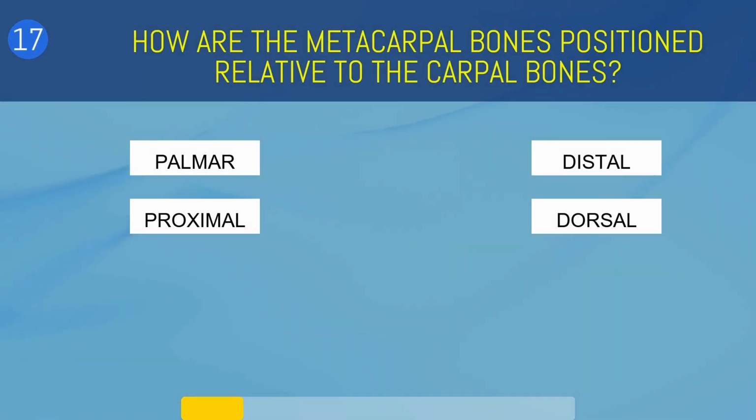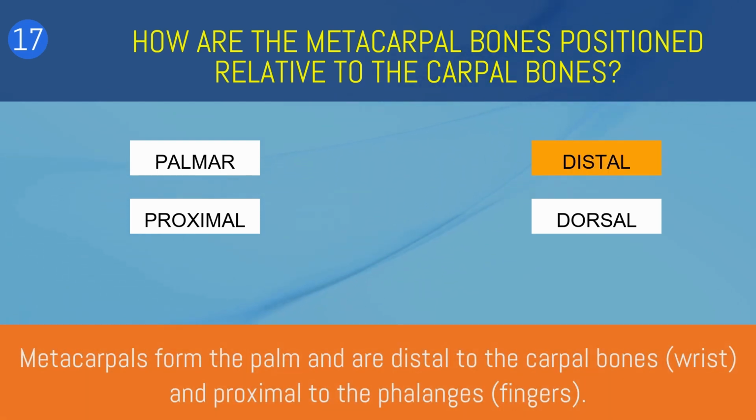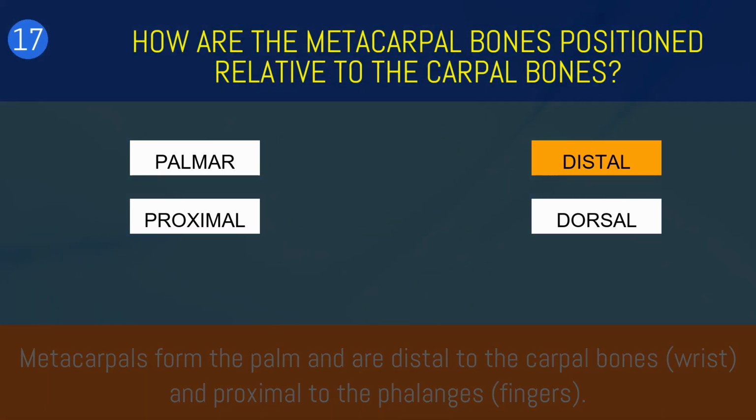How are the metacarpal bones positioned relative to the carpal bones? Palmar, proximal, distal, or dorsal? Distal. Metacarpals form the palm and are distal to the carpal bones and proximal to the phalanges.